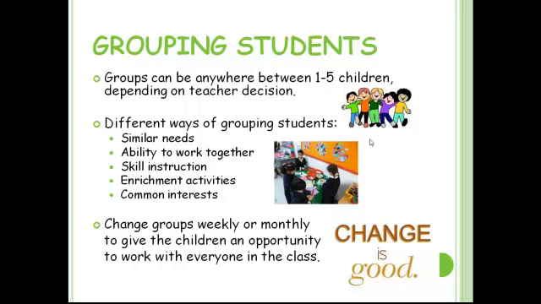When you group your students, your groups can be anywhere between 1 to 5 children depending on your own decision. If I have 3 students really struggling with their work, I'm going to group those 3 students together because they have similar needs. Also, I'm going to group students together on their ability to work together. And you'll know that within 5 minutes if those children are able to work together or not. Also, skill instruction. Higher level, I could pair with lower level skills to help them out. Enrichment activities and then common interests.